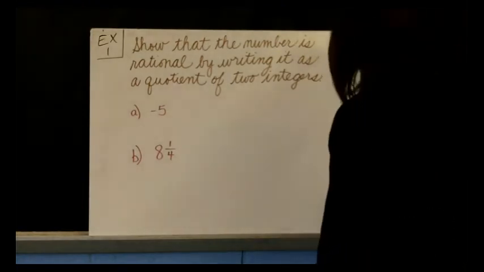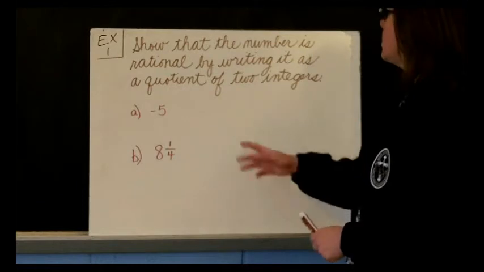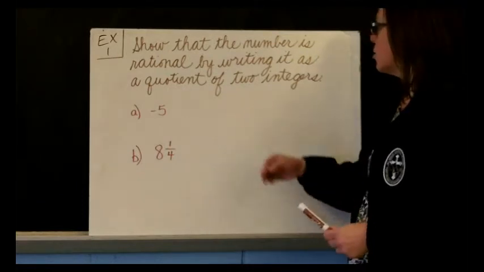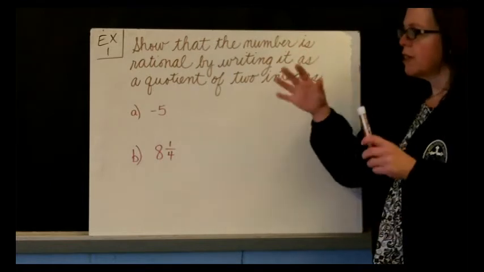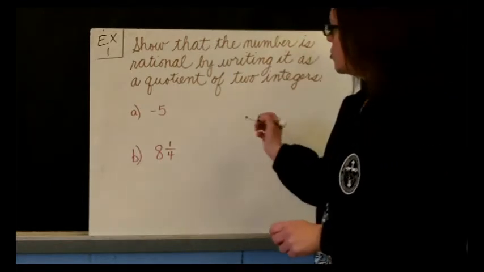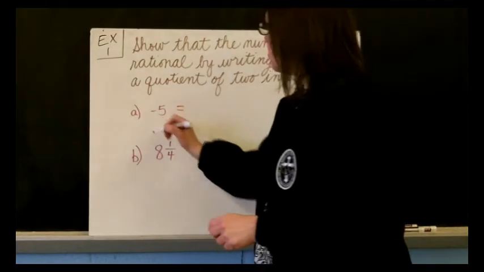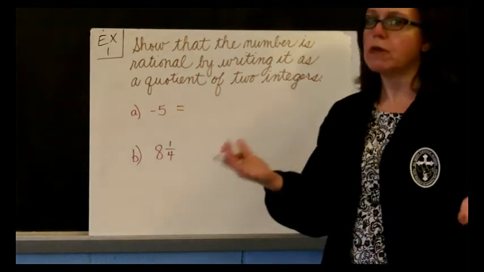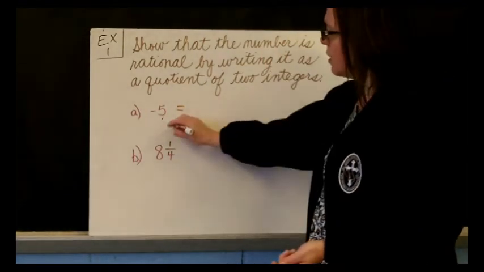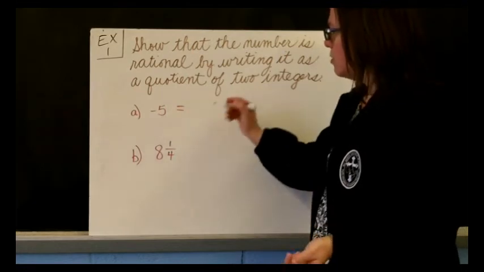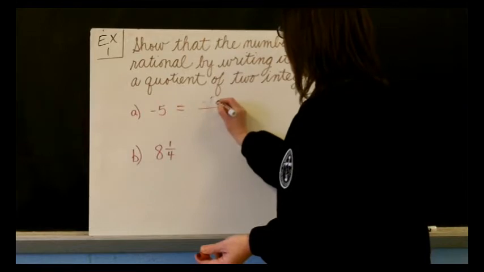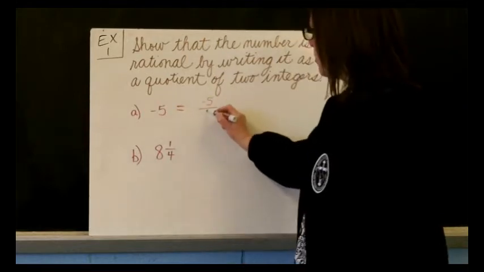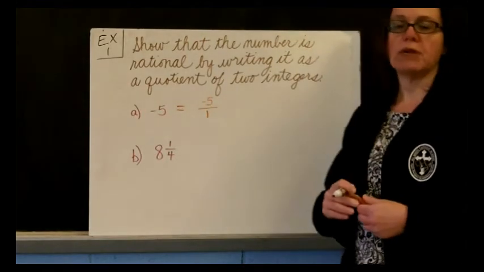Let's take a look at our first example. To show that the number is rational by writing it as the quotient of 2 integers. When you see all these words, boil it down to this. Write each number in a fraction form. That's all you have to do. So when we have a -5, the way to put that into a fraction is to put the -5 in the numerator and the 1 in the denominator.